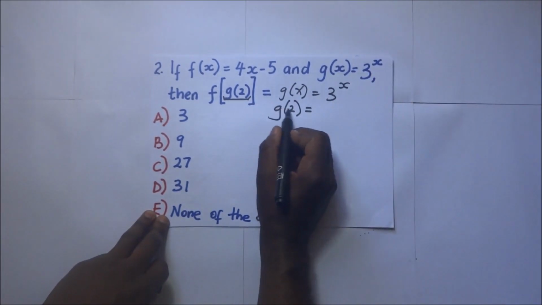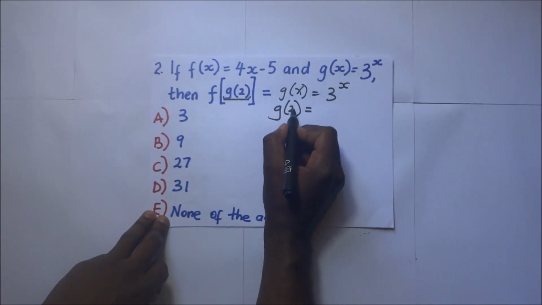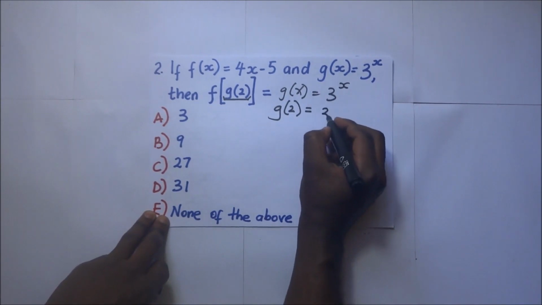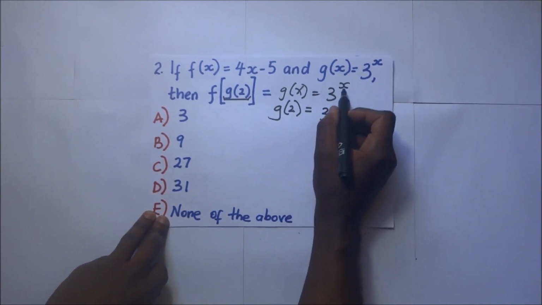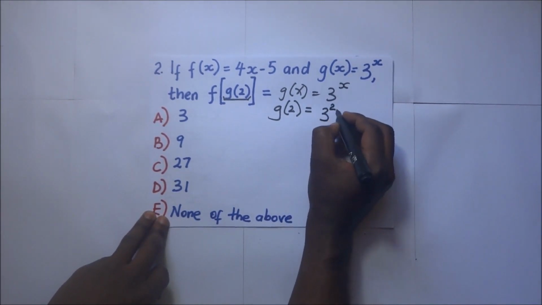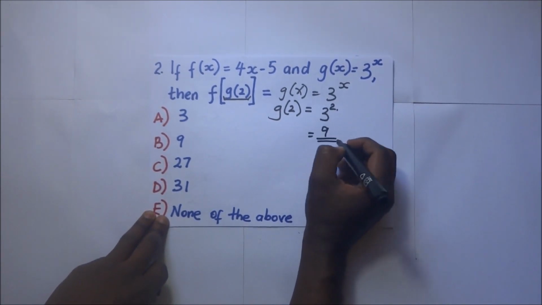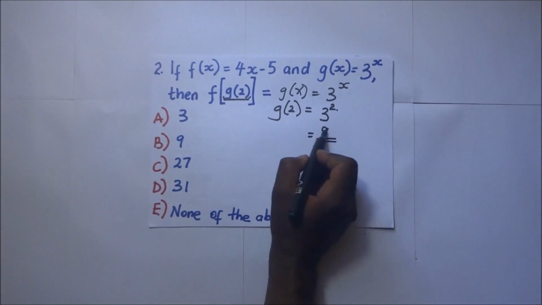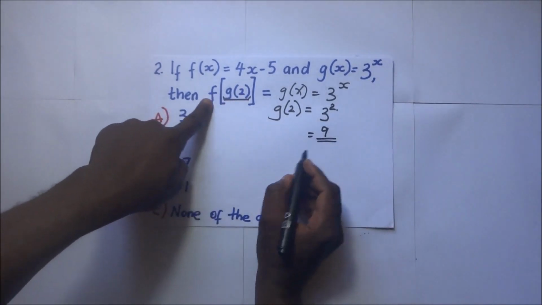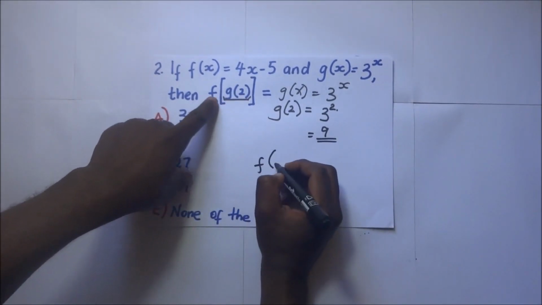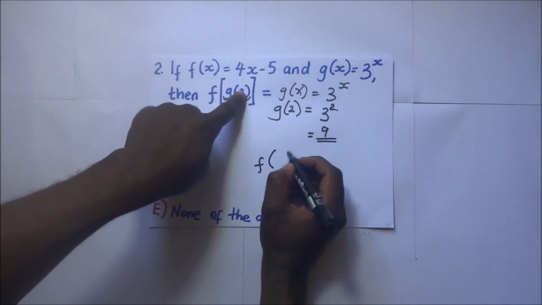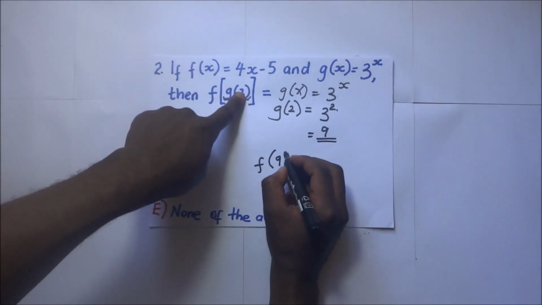So it means that g of 2, so when the value of x is 2, is going to give us 3 to the power x. In this case, x is 2. So this is going to be 3 times 3, which is 9. So if g of 2 is 9, it means that this function is going to become f of g of 2. Our g of 2 is 9, so it's f of 9.